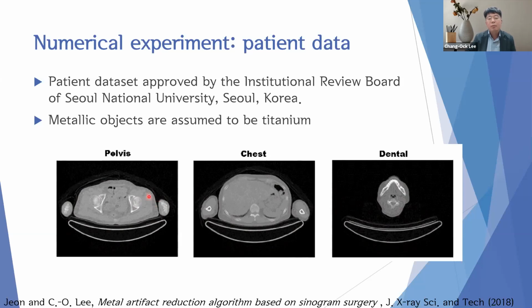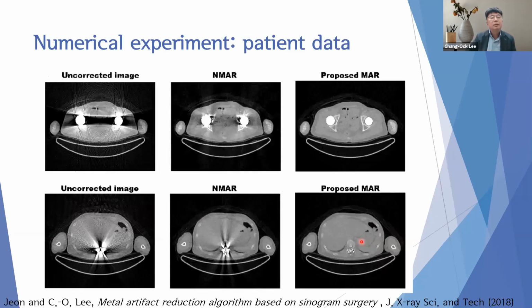So this is pelvis, this is chest, this is dental image, and this is a plate where the man is lying, and you can see arms. Okay, so the pelvis, chest, and the dental. We put the strong metal here, then it generates strong streak artifact. And the MAR model shows this result, and our method shows this result. So this is much better.